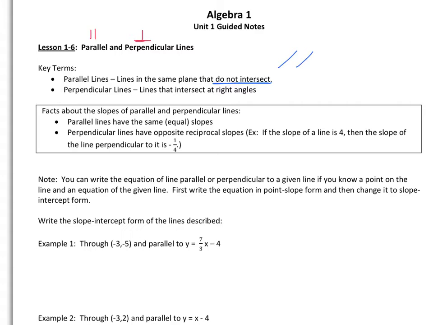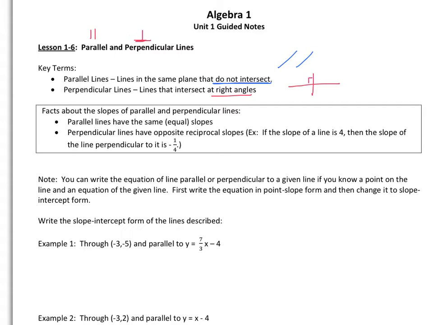Perpendicular lines are lines that intersect, but they intersect in a special way, and that is that they create right angles. So two lines intersect, but they create a right angle, which is then called a perpendicular relationship.